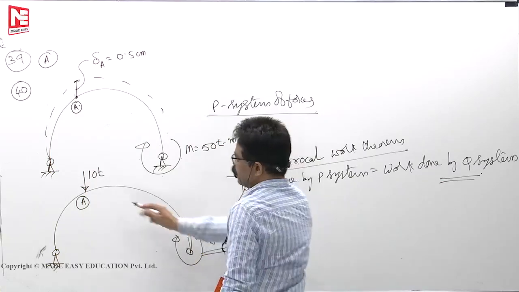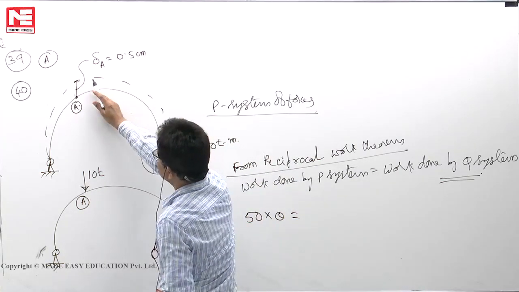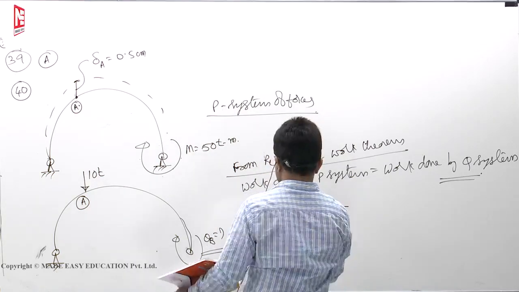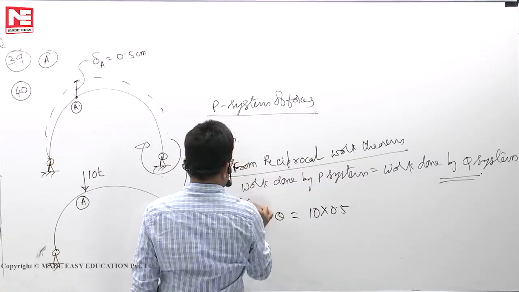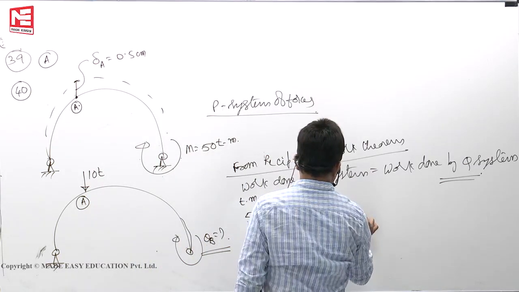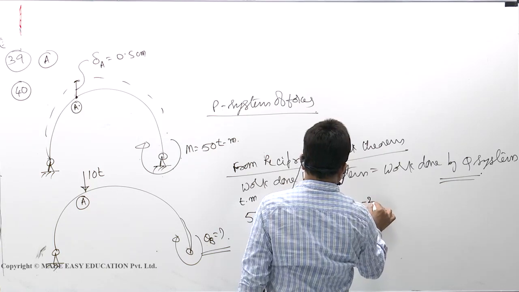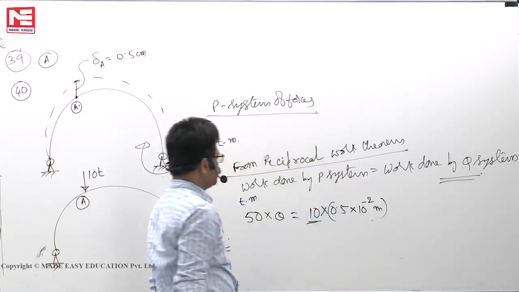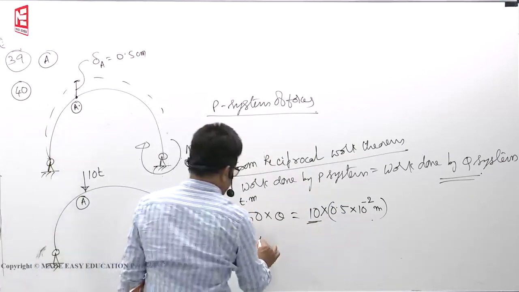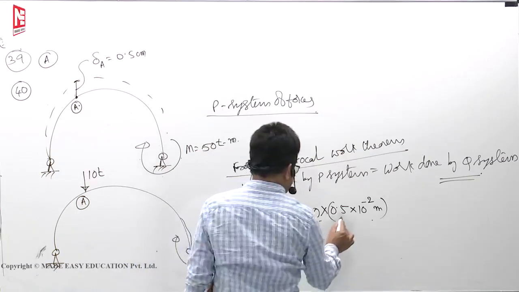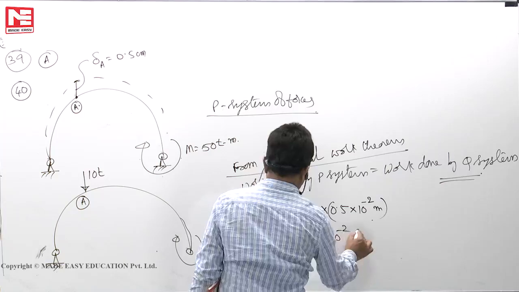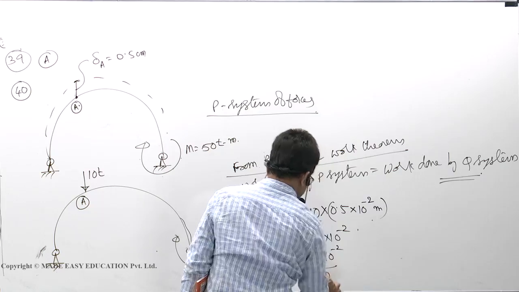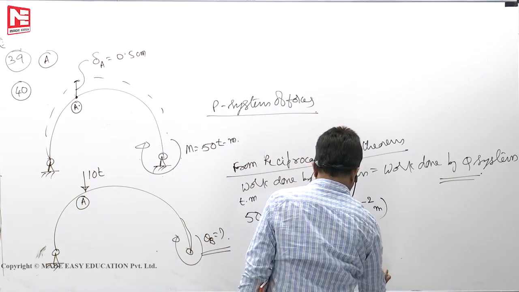In the Q system, only one load is there. Corresponding displacement is 0.5, must be equal to 10 ton into 0.5 centimeters. This is 50 ton meter. 0.5 centimeters means 0.5 into 10 to the power of minus 2 meters. 10 ton meters. The dimensions must be compatible. So 50 into theta is equal to 10 into 5 into 10 to the power of minus 2. So theta is equal to 5 into 10 to the power of minus 2 by 50.